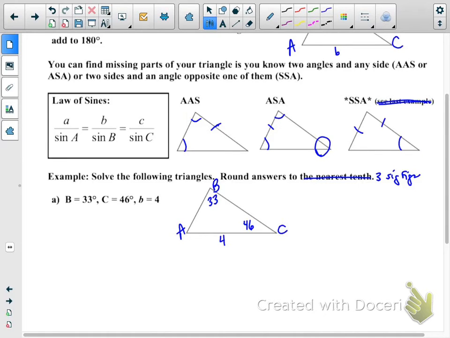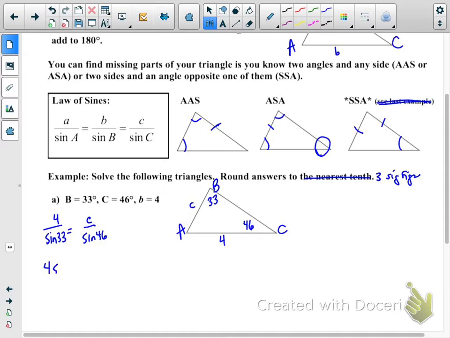Like I said, you have that complete pair right there. So this is going to be 4 over the sine of 33. Now, since I know the 46, that's the first thing I'm going to find right there, little letter C. So C over the sine of 46.